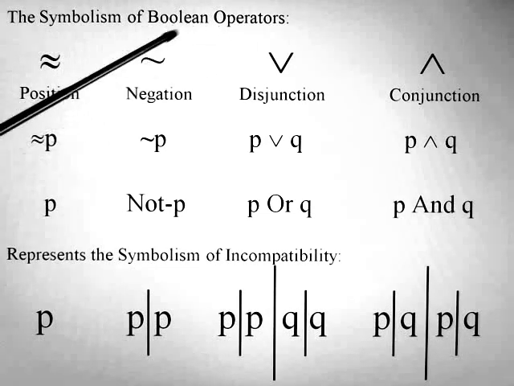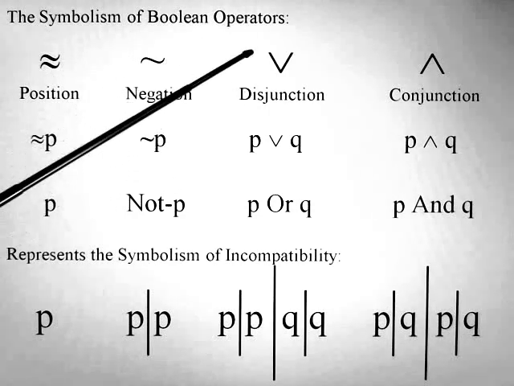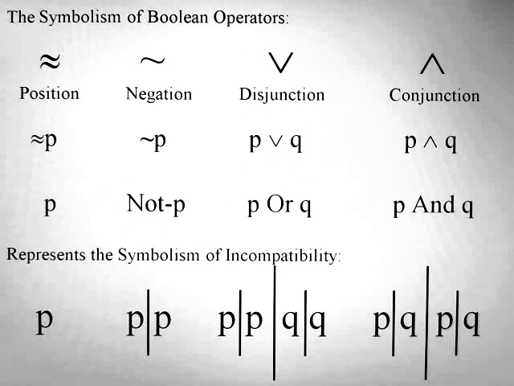The symbolism of the Boolean operators then, of course, again, is the double tilde for position, the single tilde for negation, what we might call the V for disjunction, and the inverted V for conjunction. Again, when we use these operators in combination with the operands, we attach a single operand to the operator position. We read this as P, and often we merely write that as P because since we have a negation operator, it distinguishes the positive from the negative.